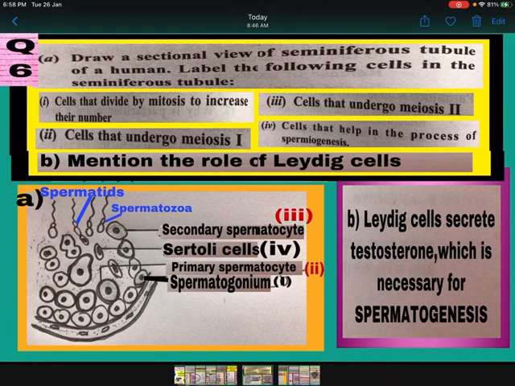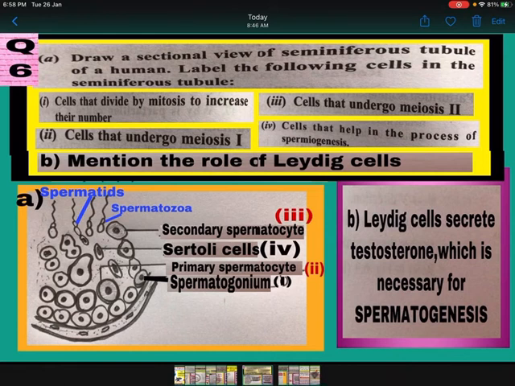Cells that undergo meiosis 2. Label the last layer of cells. These are secondary spermatocytes, which undergo meiosis 2 and form spermatids. These spermatids are labeled in the diagram with blue color. Okay. Now the 4th part of the question.